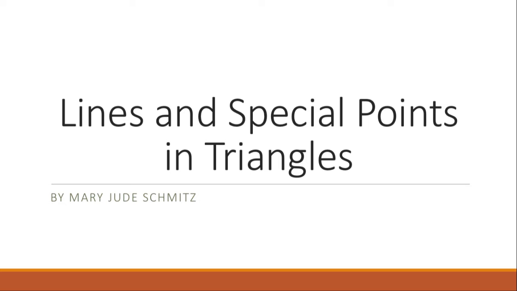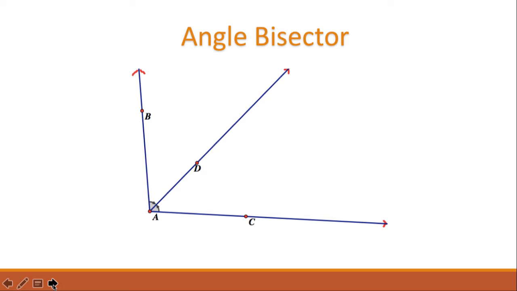In this video, I'm going to talk about different types of lines in triangles and the special points where they intersect. First, I'm going to define angle bisector. An angle bisector is a segment, ray, or line that cuts an angle into two congruent parts. In this picture, ray AD is an angle bisector because it cuts angle BAC into two congruent angles, angle BAD and angle DAC.